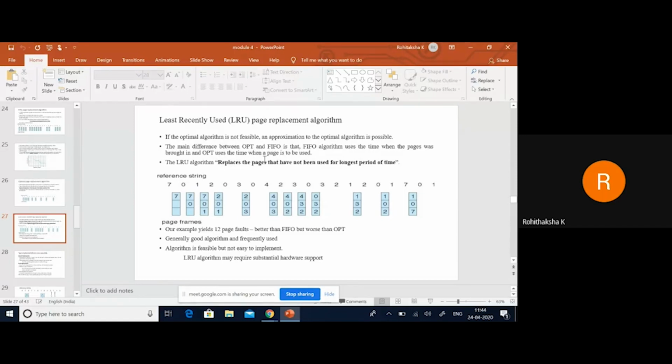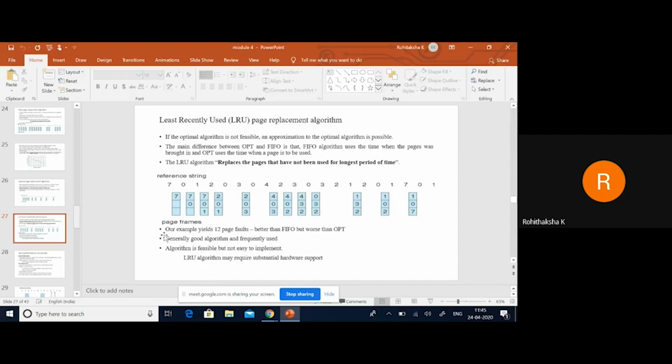In FIFO, we keep track of the time, and whichever page was brought in first is replaced with the requesting page number. In the case of optimal, we check which page will be used after the longest time. But in LRU, what we are going to do is replace the page that has not been used for the longest period of time. So it is the opposite of the optimal page replacement algorithm.